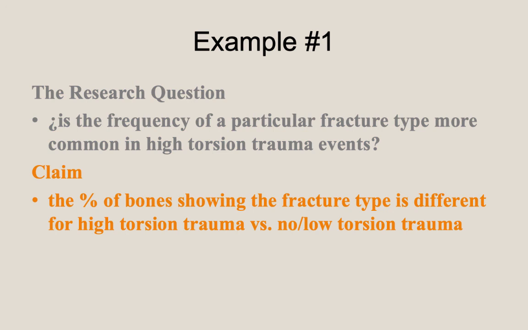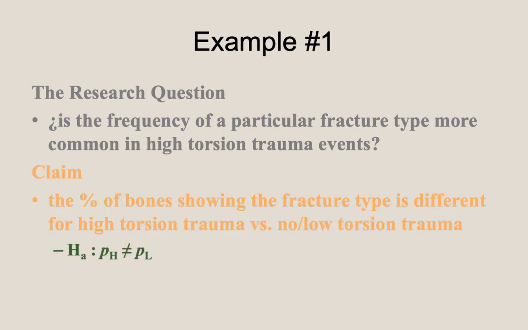But again, we will claim that the proportion of bones showing the fracture pattern is not the same, is different, i.e. not equal, for bones exposed to high versus low torsion trauma. Again, we have justification for a directional claim, a one-tailed test, but we will start here with the more general, the more conservative claim that there simply is some difference, a two-tailed test.